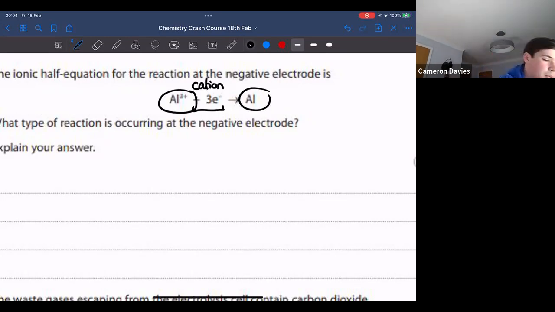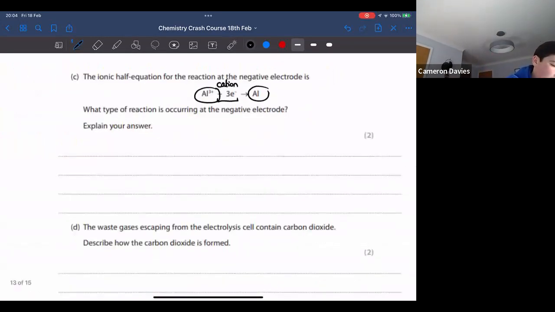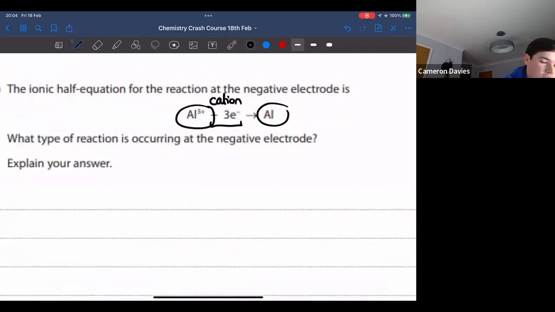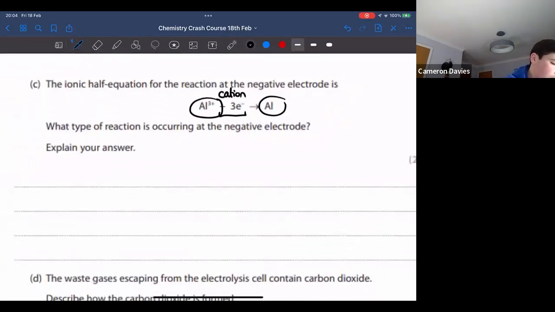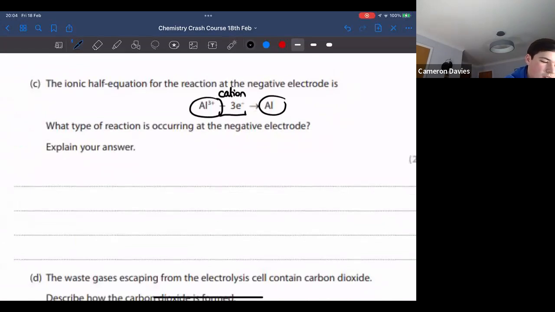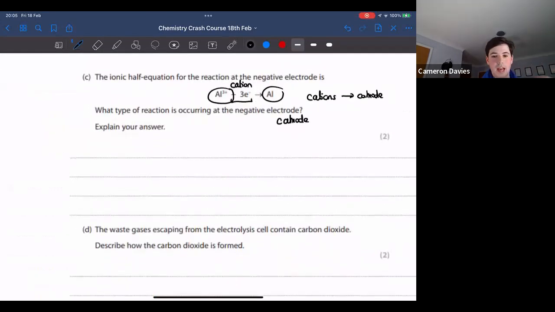Okay, so moving on. So we've got aluminium 3 plus, which is our cation, and we've produced aluminium. It says, what type of reaction is occurring at the negative electrode? So the negative electrode is our cathode, so the cations go to the cathode. And we are gaining electrons to produce aluminium.